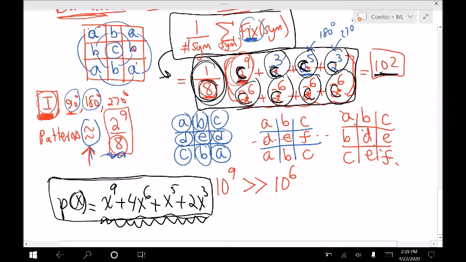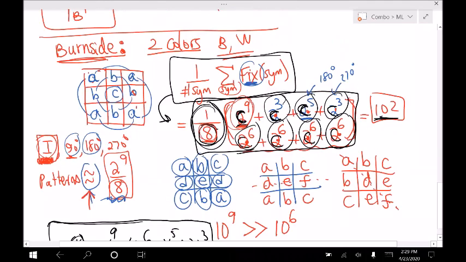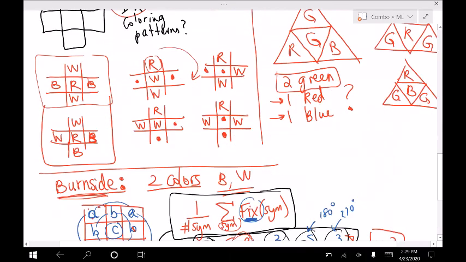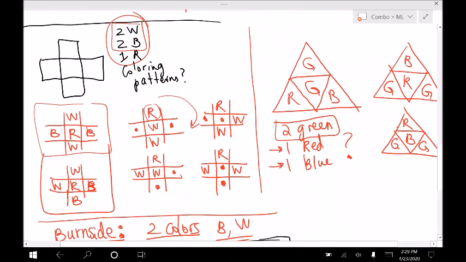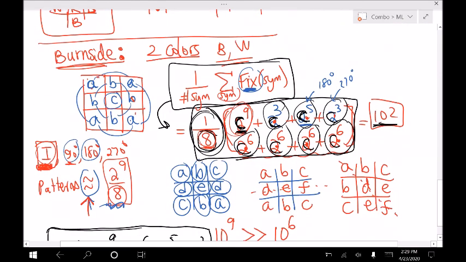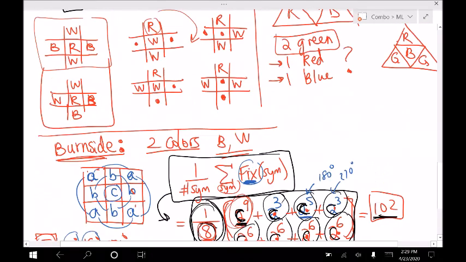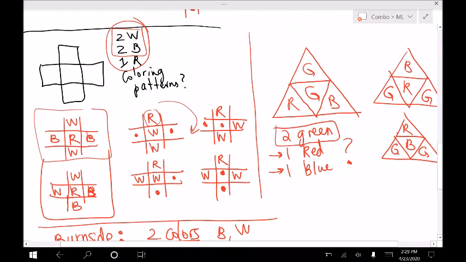Good. So now let's go ahead. Whenever you have unlimited colors, applying Burnside's Lemma is relatively straightforward. But if you have a limited number of colors, then you need to use Burnside's Lemma carefully.